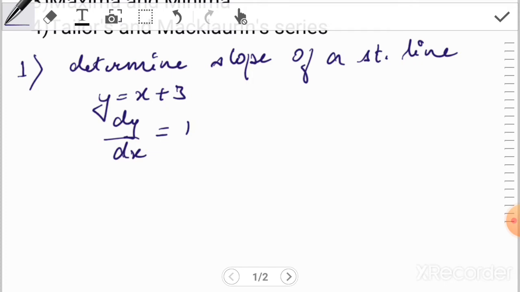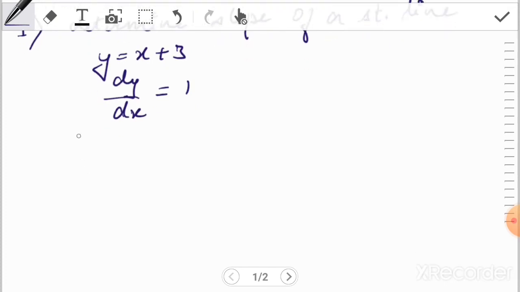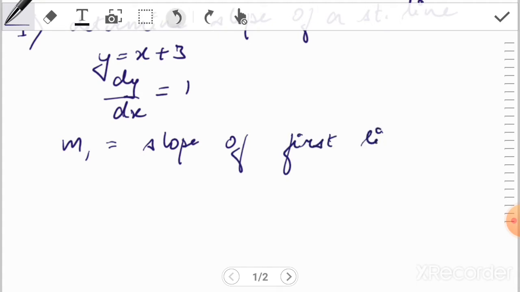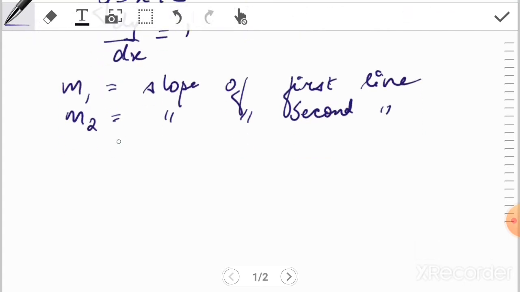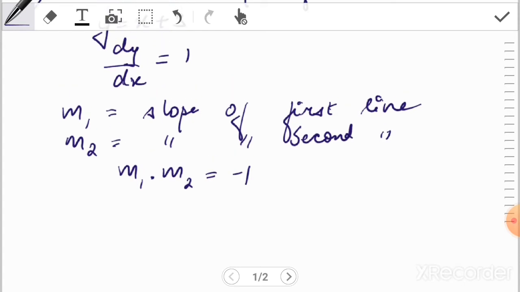If two lines are perpendicular, then the product of their slopes is -1. For example, let m1 be the slope of the first line and m2 be the slope of the second line. Then the product of their slopes is -1.